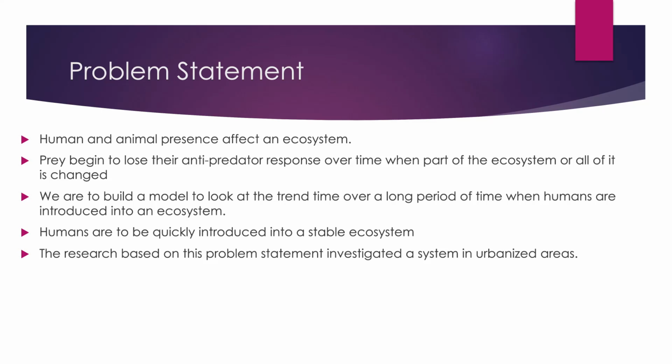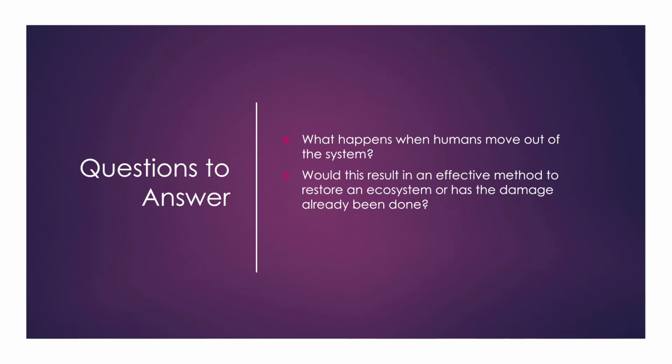And then the research that was based on this problem statement was investigated in the system in urbanized areas. They looked over all of this over 10 periods of time, and we're looking at the interaction between humans and animals in an ecosystem. Our questions to answer that were given in the problem statement were what happens when humans move out of the system, and would this result in an effective method to restore an ecosystem, or has the damage already been done? We will discuss these questions later on, but right now we will get into our goals and approach method and how we started to build our model.